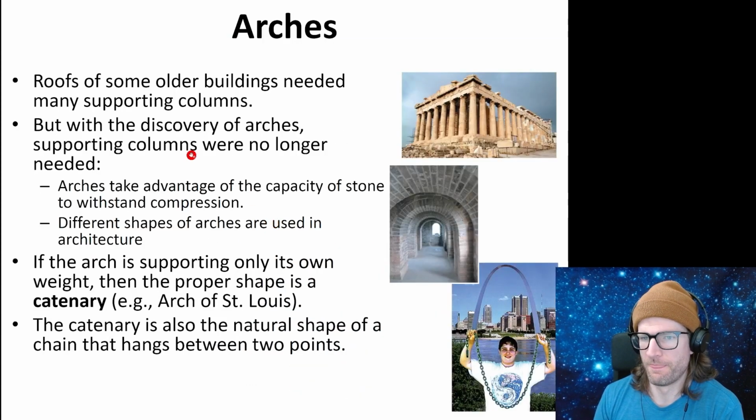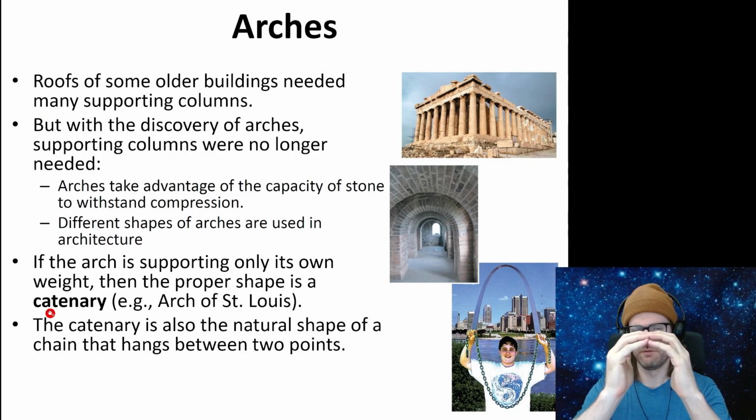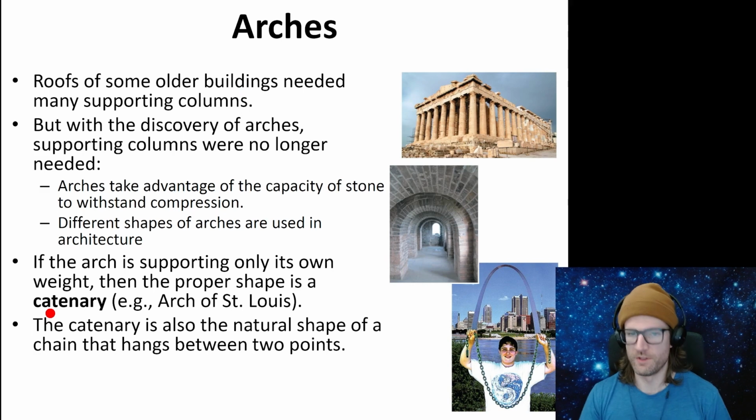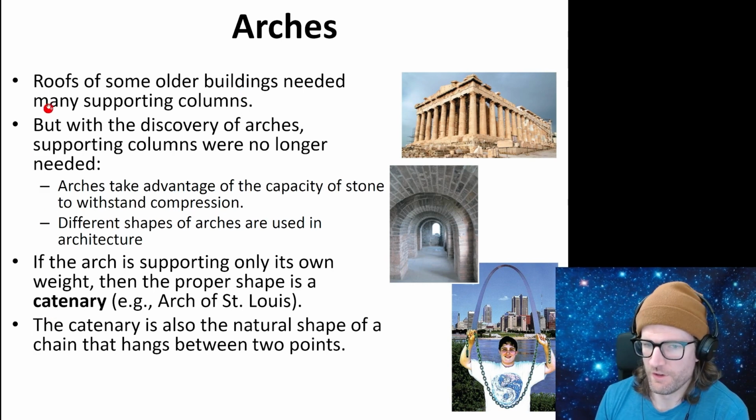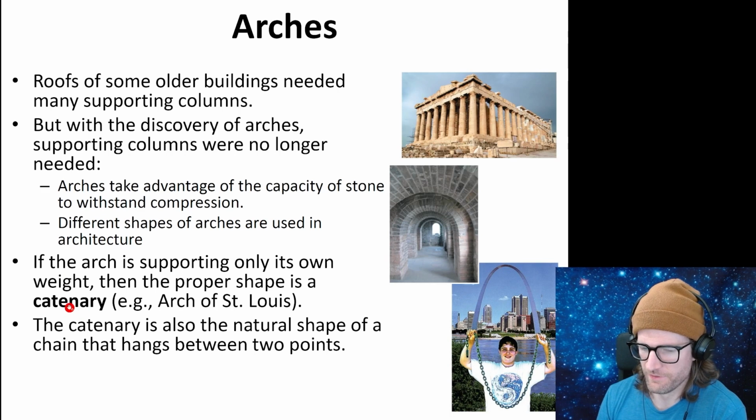Okay. So arches. Well, let's read it here. They used to have to do supporting columns, then the discovery of arches made use of the compression of stone to hold weight. If an arch is supported only by its own weight, then the proper shape is a catenary. And that's like an example of the St. Louis arch. So arches take advantage of the capacity of stone to withstand compression.